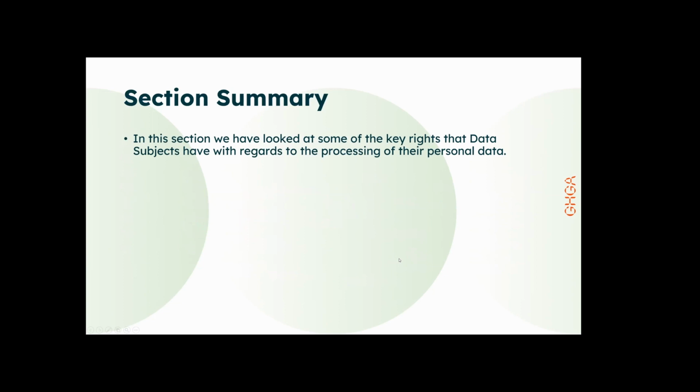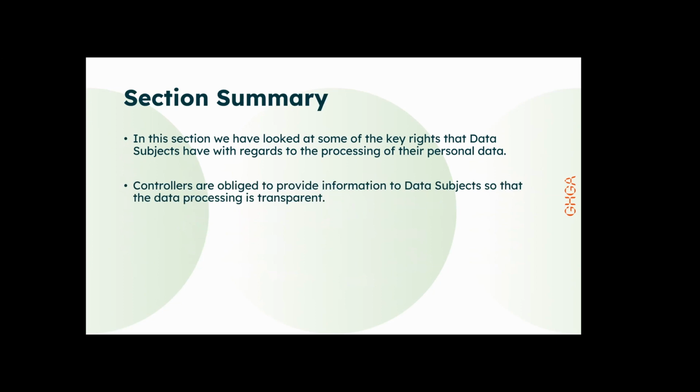So, section summary. We've looked at some of the key rights that data subjects have with regard to the processing of their personal data. One of the key things is that controllers are obliged to provide information to data subjects, so we can try and make sure that the data processing we do is transparent. Data subjects can request access to the data and copies of it.